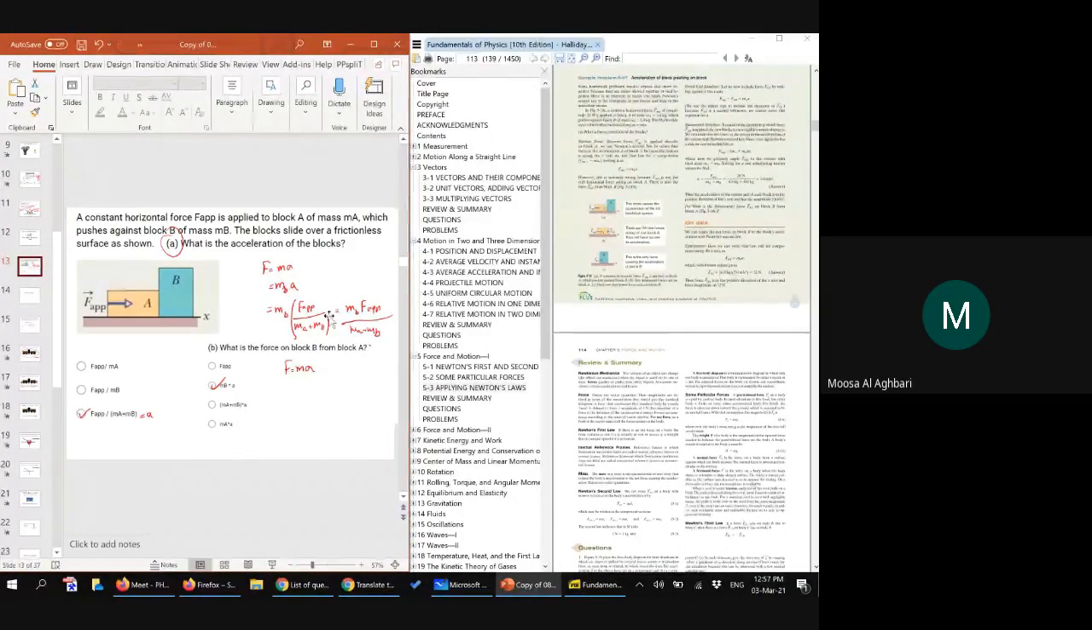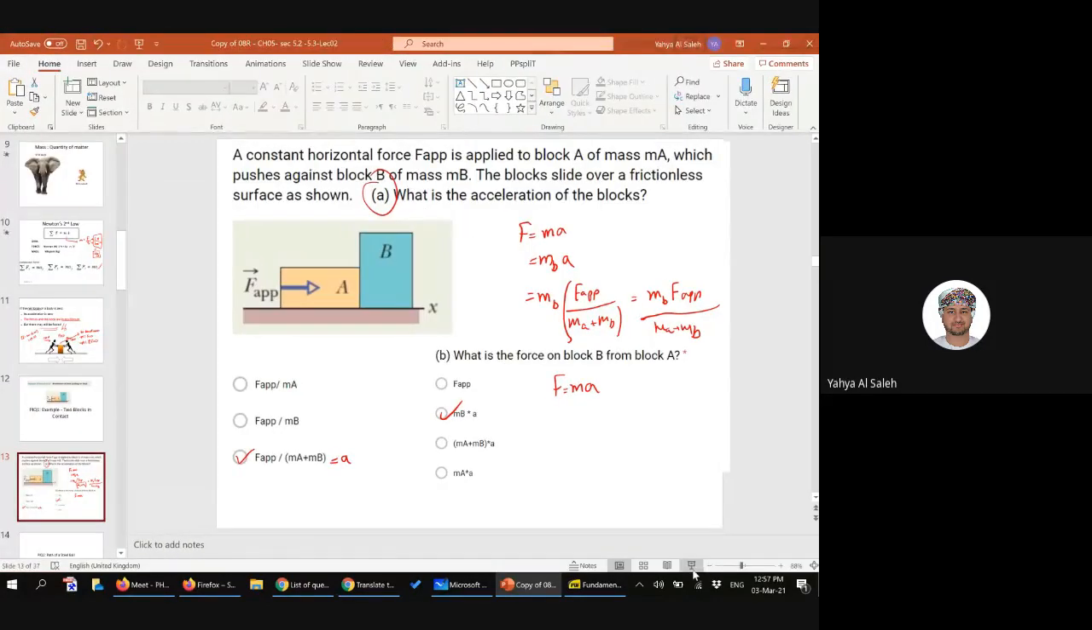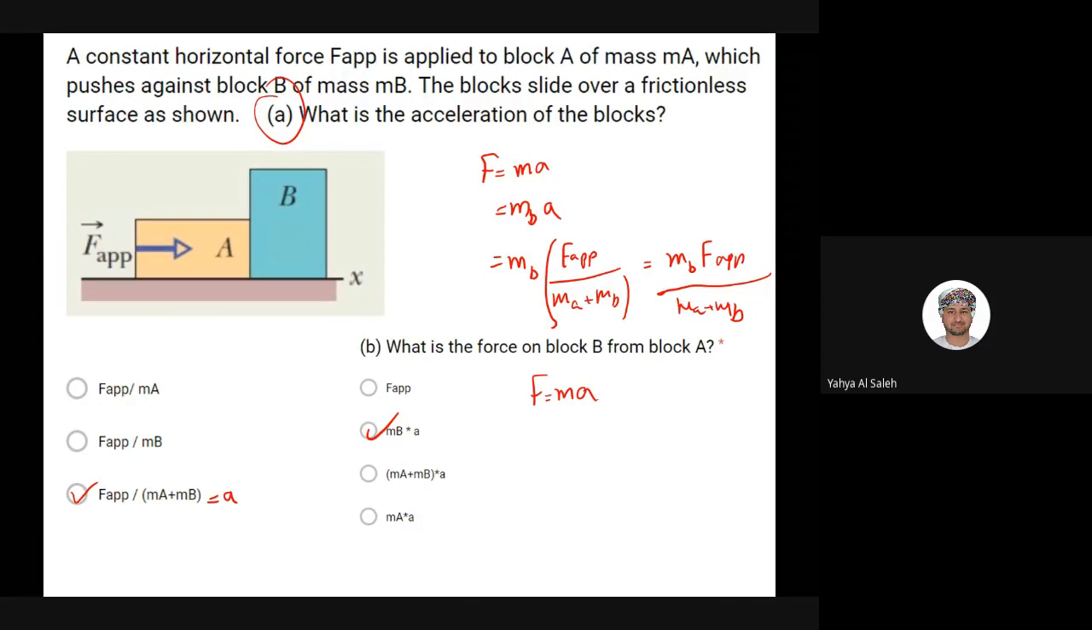Yes. Okay. Since it is the force on block B, it must be with the mass of B, right? Yes. Okay. Then we simply multiply it with the acceleration. The acceleration here is the acceleration of the total system. Okay, what is this acceleration? How do I know it? We calculated it in part A.